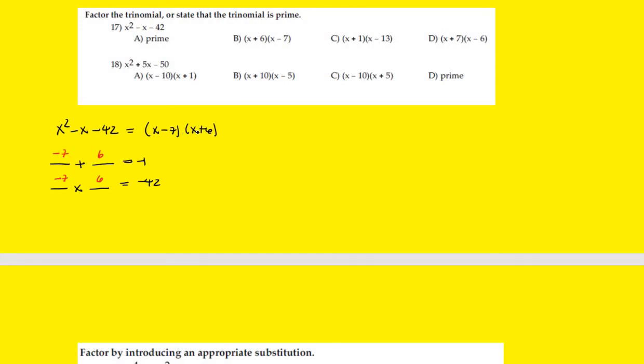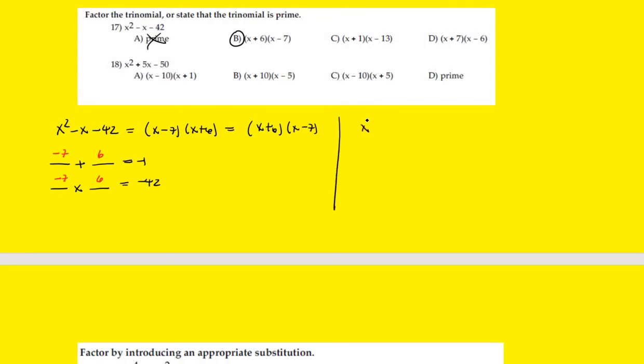Sometimes you can see it in a different order, like x plus 6, x minus 7. It doesn't matter, it's actually correct, the same thing. And we can see that the answer here is B. There's no other that says that, right? They're not going to be prime. They're always going to give you an answer. Perfect. We did 17. Let's do 18 next to it.